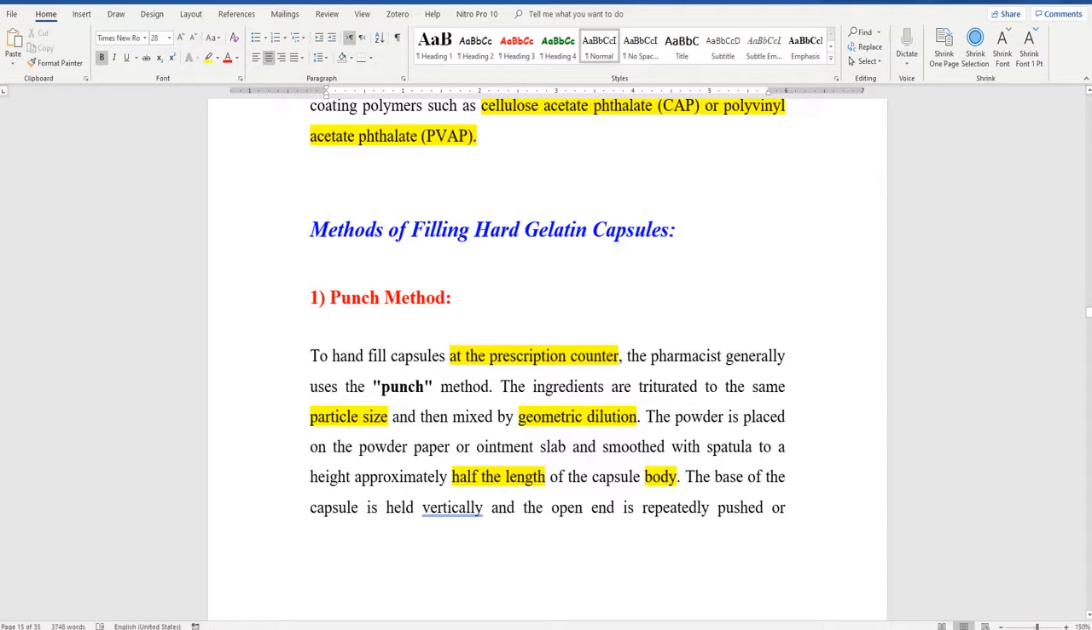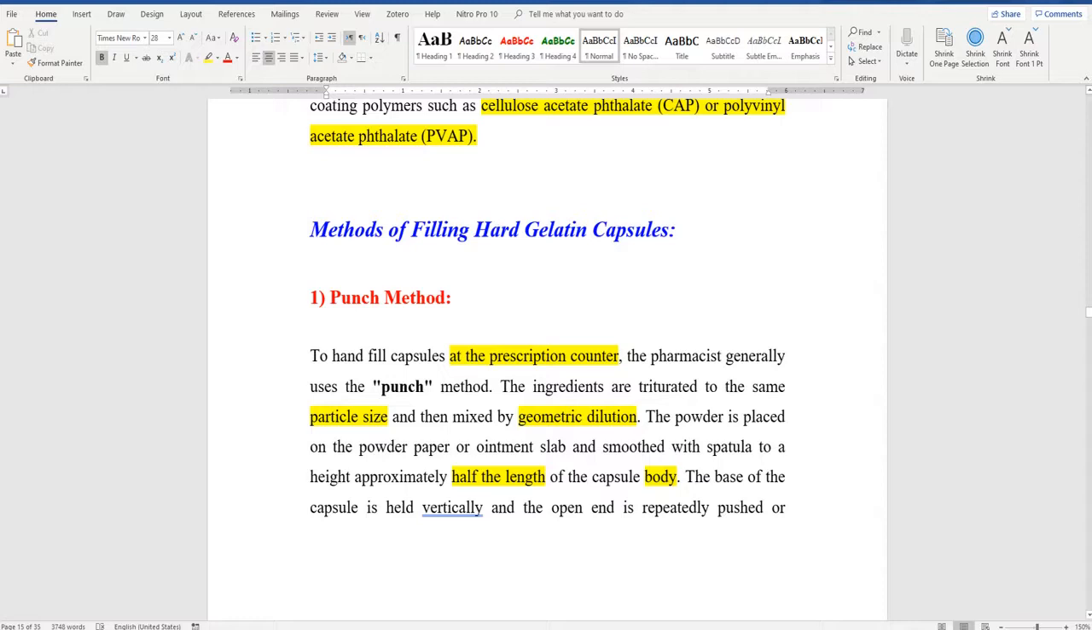Today we are going to talk about the actual filling. So how are you going to fill the hard gelatin capsules? First, you should determine whether you have a large number of capsules or a small number of capsules. If it is a small number of capsules, maybe 10 or up to 20 capsules, then in this case you do not need a machine to do the filling. Maybe it's more cost effective to do it without using a machine.